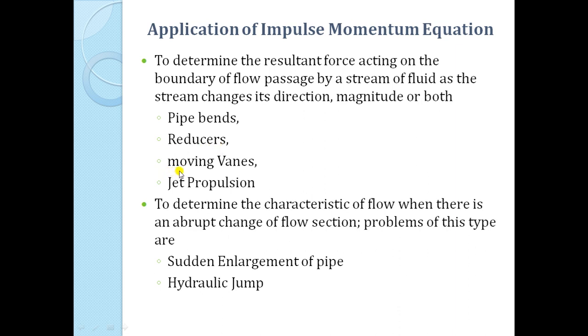Coming to moving vanes, we will be studying this in detail in this module, and there is one more example, jet propulsion. Now the impulse momentum equation is also used to determine the characteristics of flow when there is an abrupt change in the flow section. Problems of this type are sudden enlargement of pipe and hydraulic jump.